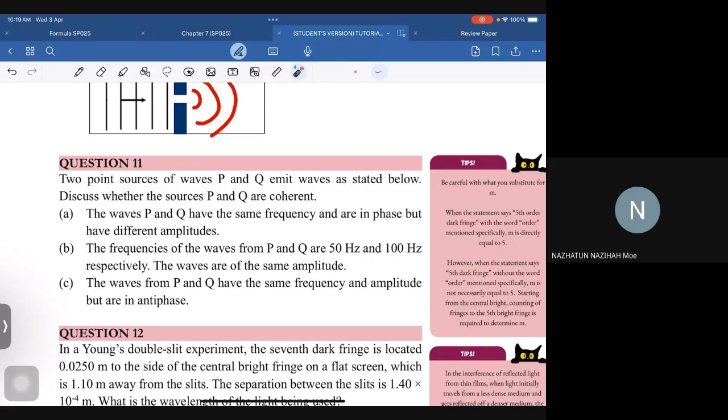Next, question 11. We have coherent sources. Tapi yang ini most likely UPS je. Dia mau kamu be able to know what is coherent source, what is non-coherent source. Sekarang ni kita ada 2 point sources, waves P and Q, so they emit waves. Discuss whether the sources P and Q are coherent. Coherent ni bila they are in phase. Dia bagi tahu wave P and Q have the same frequency and are in phase. Cuma dorang ada different amplitude.